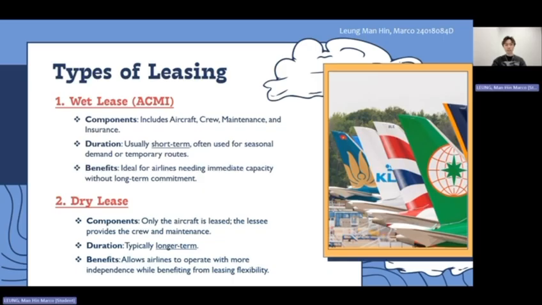And the second type is dry lease. Only the aircraft will be provided. The airline will provide the crew and maintenance. It is typically a long-term lease, which allows airlines to operate with more independence while benefiting from leasing flexibility.